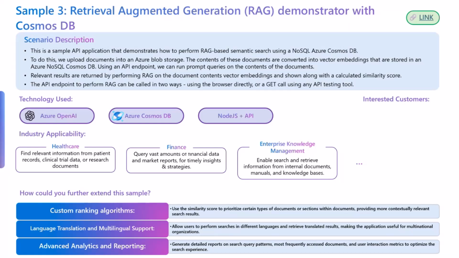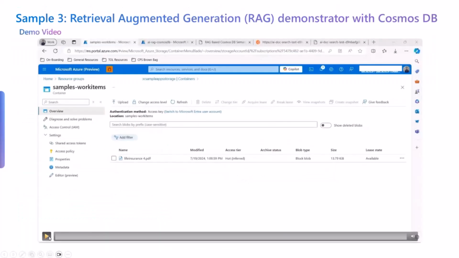In this demo, we will upload a document to blob storage, convert the content into vector embeddings, and then store those vector embeddings in Cosmos DB. Using an API, we will run the prompts to get the best responses possible through the RAG-based model. To do this, we have used Azure OpenAI, Azure Cosmos DB, and Node.js. Now, let us see the demo in action. Meanwhile, I'll give a commentary of what is happening.